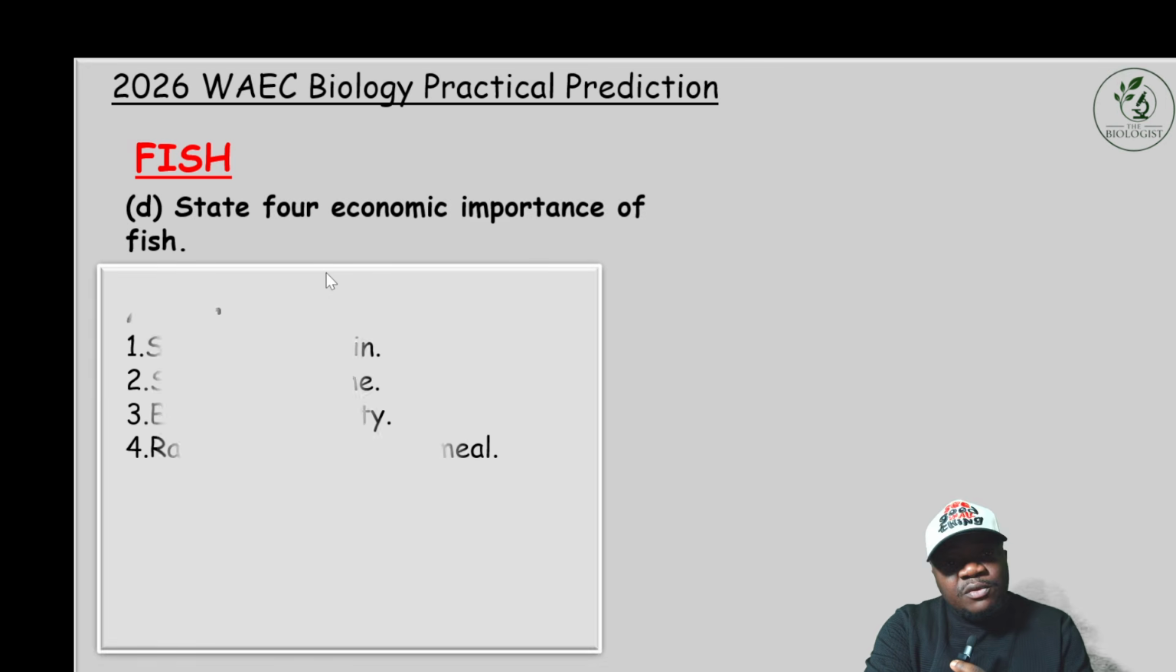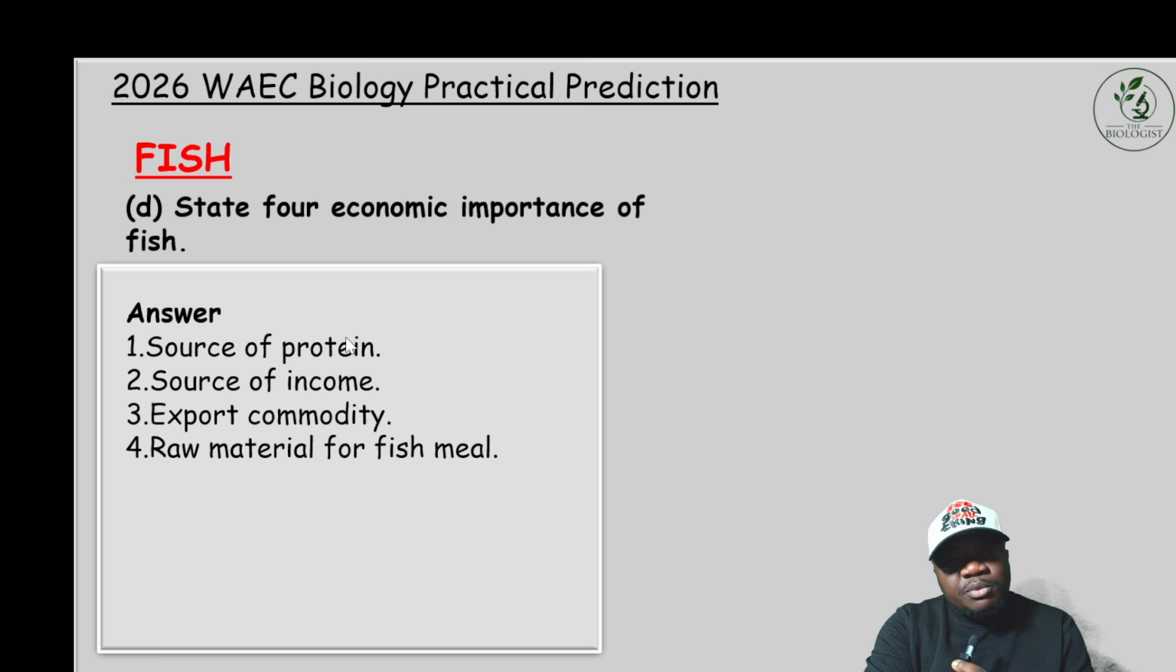Then, state four economic importance of fish. What do you use fish for? Source of protein, very important. Source of income: when you sell them in the market, you use the income to survive. Export commodity for import and export. Raw materials for fish meal, so you could create fish meal for your livestock or for your family. So these are just the importance of fish.